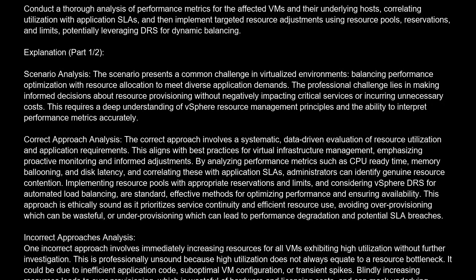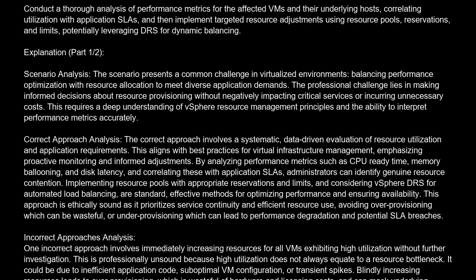The correct answer is B. Conduct a thorough analysis of performance metrics for the affected VMs and their underlying hosts, correlating utilization with application SLAs, and then implement targeted resource adjustments using resource pools, reservations, and limits, potentially leveraging DRS for dynamic balancing.